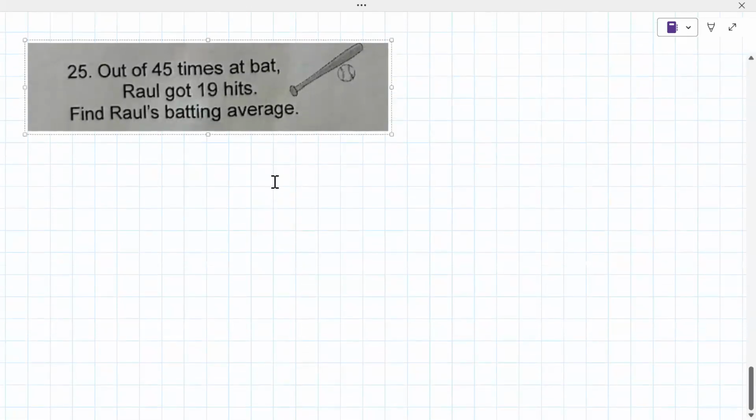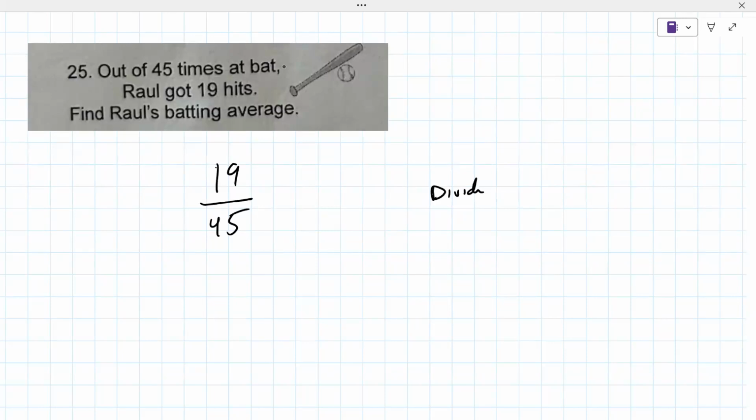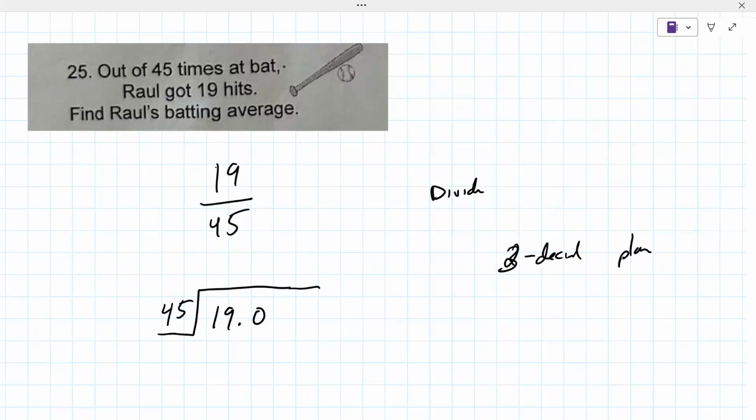All right, it says out of 45 times at bat, Raul got 19 hits, find Raul's batting average. So he's 19 out of 45, which means that you have to divide here, long division. We were doing these last year, for early on lessons. I know it's a lot of work, but this is what you're doing. I don't know if this goes in evenly, so maybe go to 2 or 3. Typically batting averages are 3 decimal places.